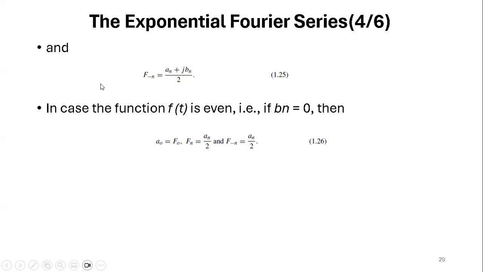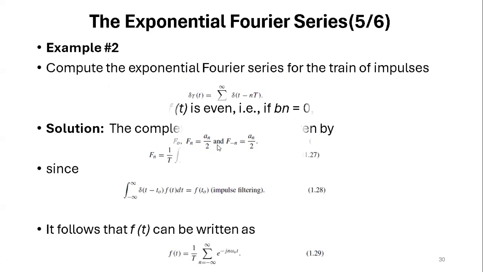In case the function is even, that is, if bn is zero, then a naught equals f naught, f n is equal to an over 2, and f minus n is an over 2.